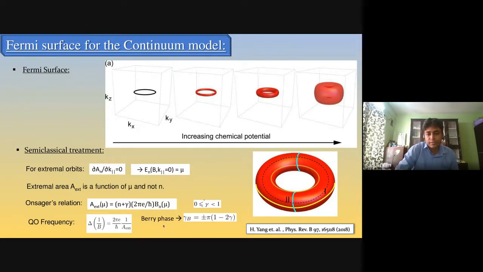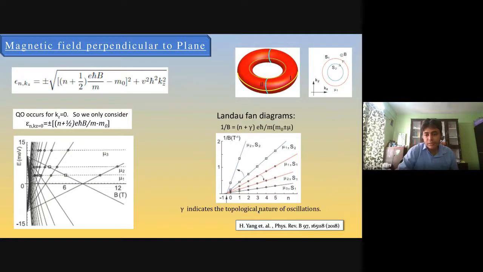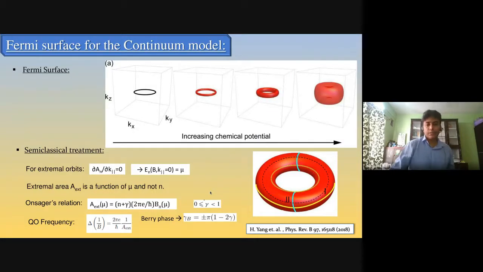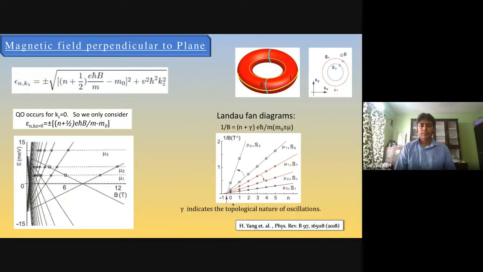And this gamma is actually related to the Berry phase in this fashion, gamma B. So here you can see this gamma value is actually half when my magnetic field is in the z direction. And then from there, you can calculate the gamma B, and that will be 0. So we can see that very easily we can find out from the Landau fan diagrams that my Berry phase will be 0 and the magnetic oscillations should be trivial magnetic oscillations.